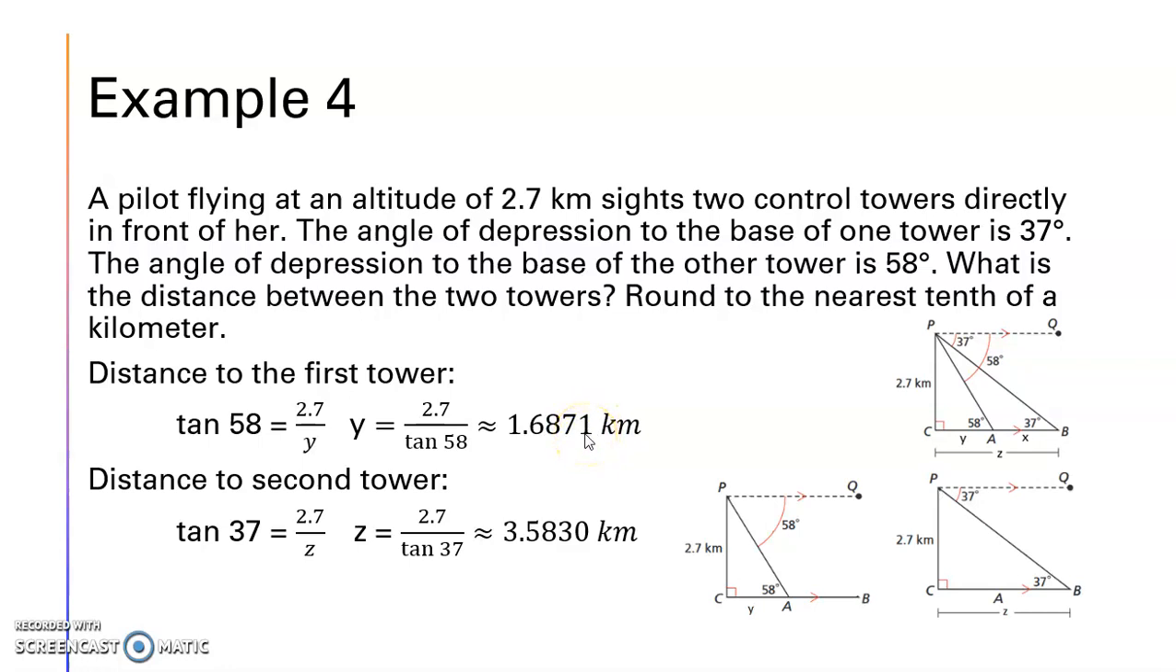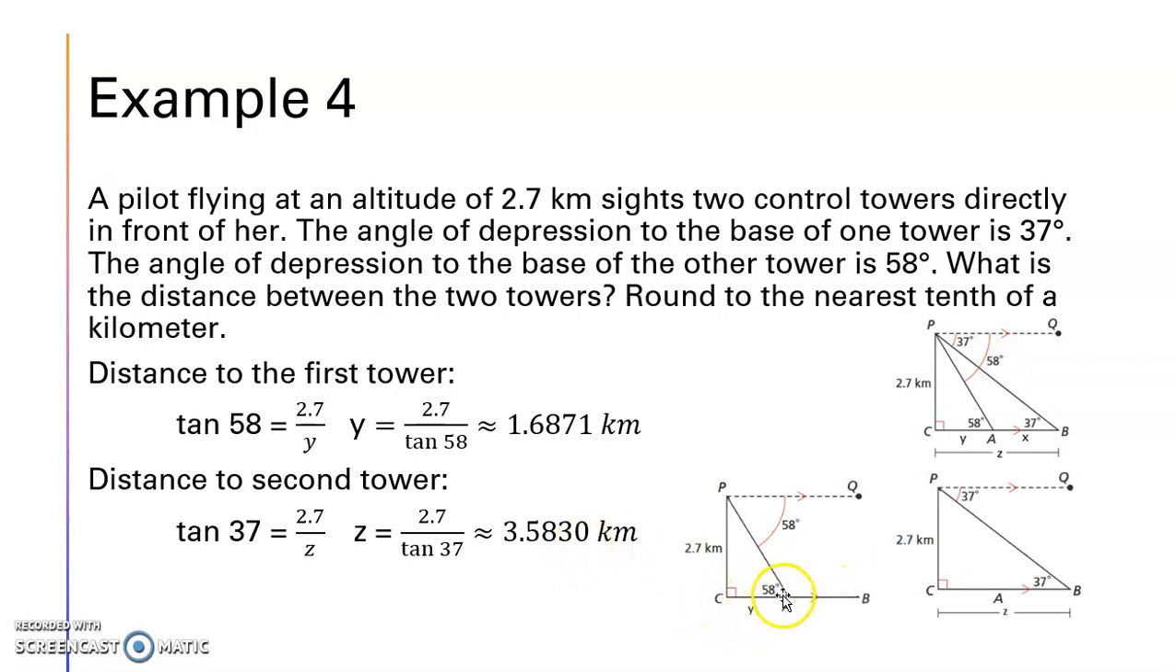Okay. For the second tower, they gave us a 37 here, and we have the opposite and adjacent side. That's also going to be tangent. So I wrote tangent of 37 equals the opposite side over the adjacent side. Then I multiplied by Z, and I divided by the tangent of 37, and I got this fraction. When I typed that into my calculator, I got approximately 3.5830.